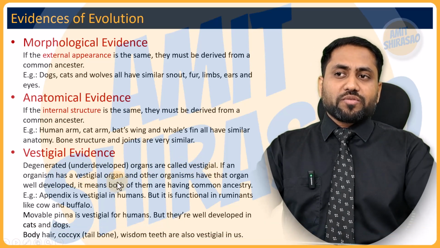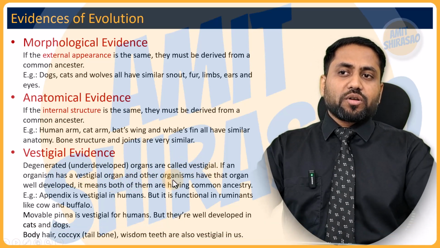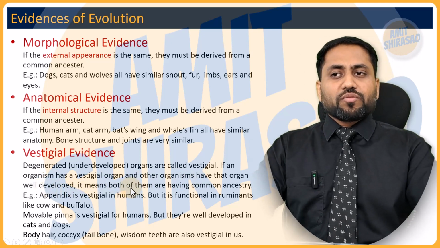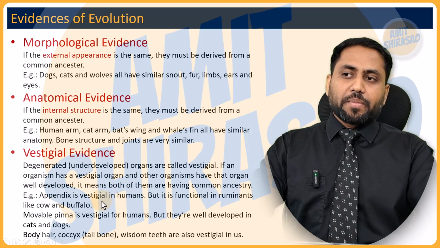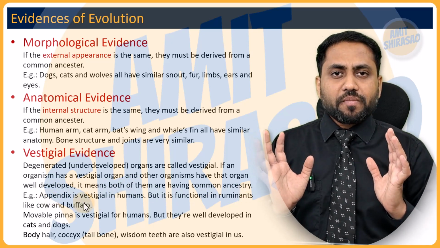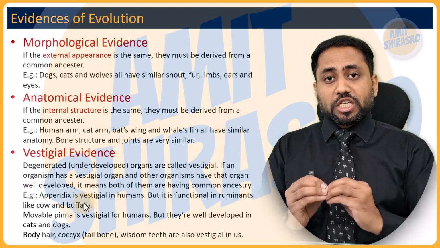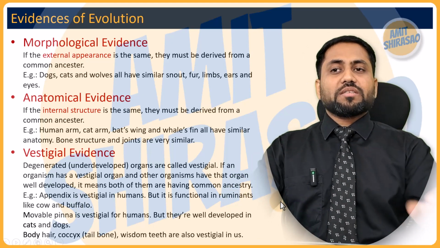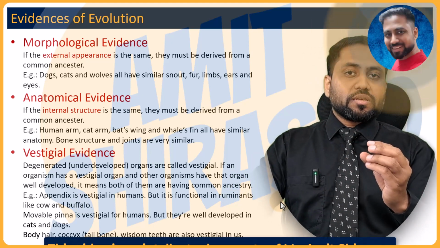If an organism has a vestigial organ and another organism has the same organ in a well-developed form, then it means both of them must be having common ancestry. For example, the appendix is vestigial in human beings, but the appendix is functional in ruminants. Who are ruminants? Ruminants means cows and buffaloes.